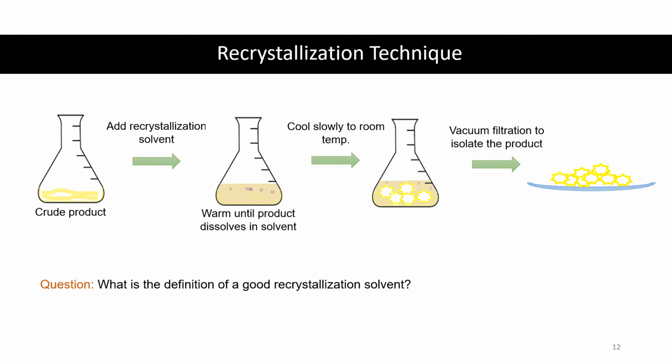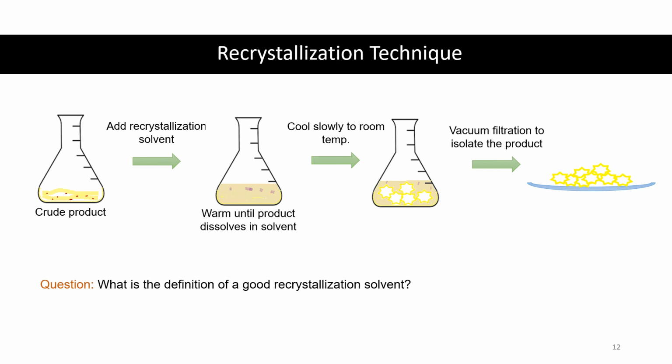Now, a revision of the recrystallization technique. We do that to get rid of impurities. Usually when we have the crude product, the impurities are trapped within the crude product crystals. We add a recrystallization solvent. This should have a low solubility for the compound of interest at room temperature. So when we warm it, the crystals should have a higher solubility at high temperature.